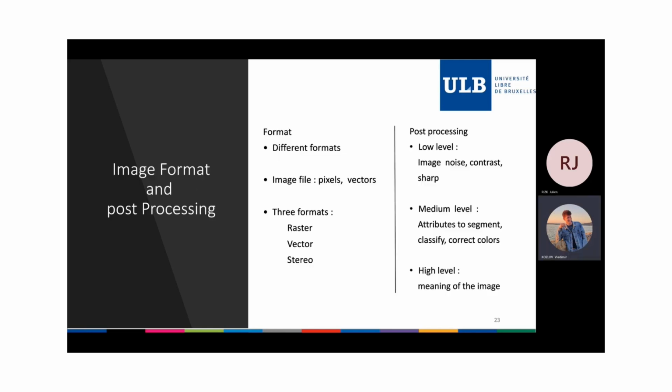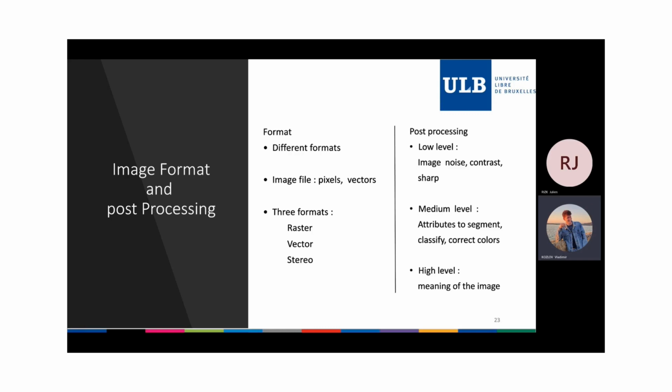An image file consists of pixels, vector data, or both together. These files are then rasterized into pixels when displayed on the screen. There are three categories of image formats: raster, vector, and stereo. Images can again be processed with software of several levels.